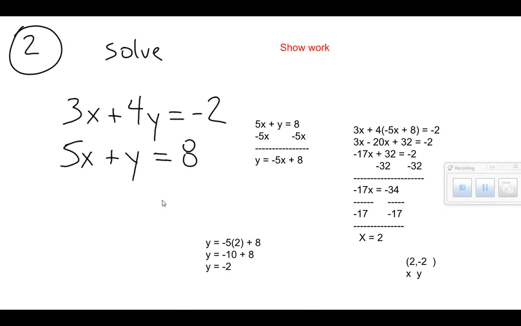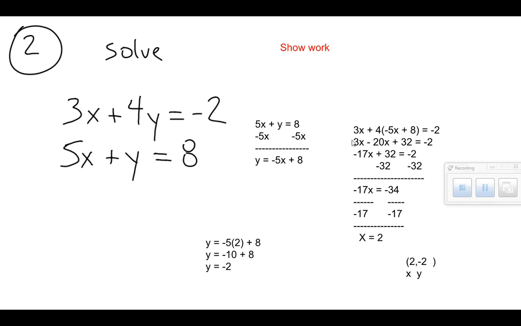Alright, next problem. This one is a little bit harder with substitution. I need to take this bottom equation and solve it for y. By getting that y by itself, I subtract 5x on both sides. The first word is black. So that gives me minus 5x on both sides. y equals negative 5x plus 8. And then I take that and substitute it into the other equation's y.